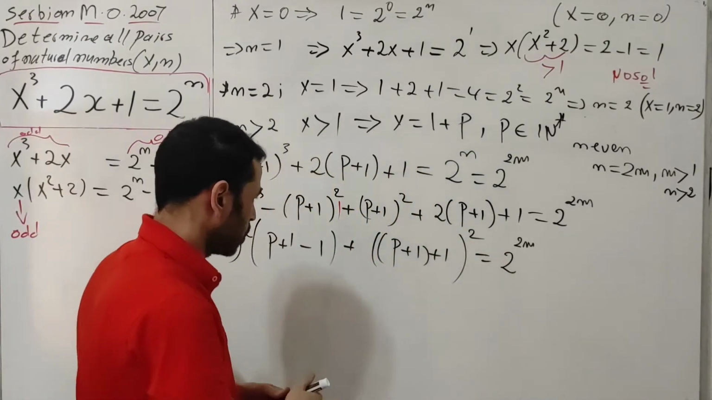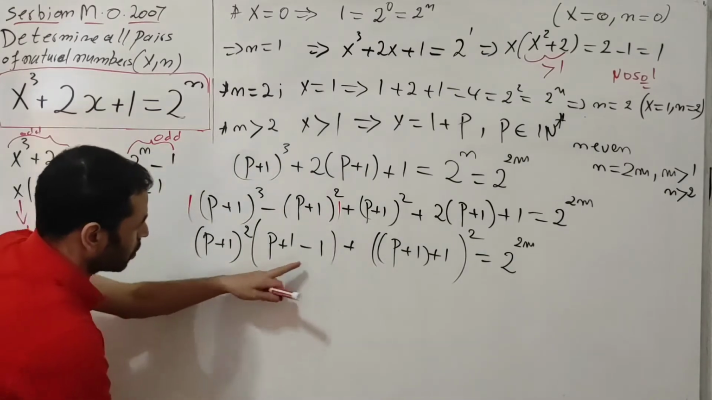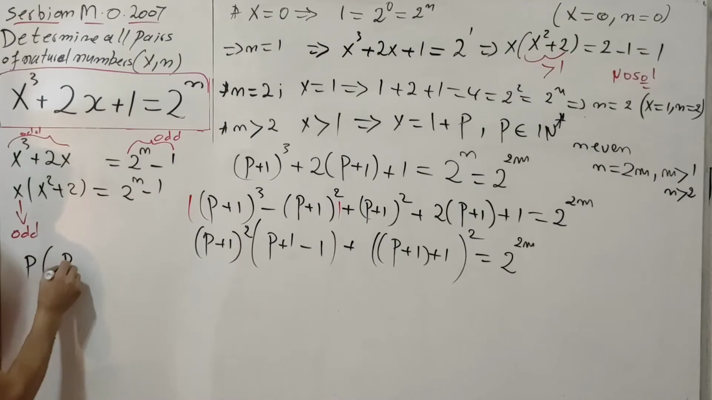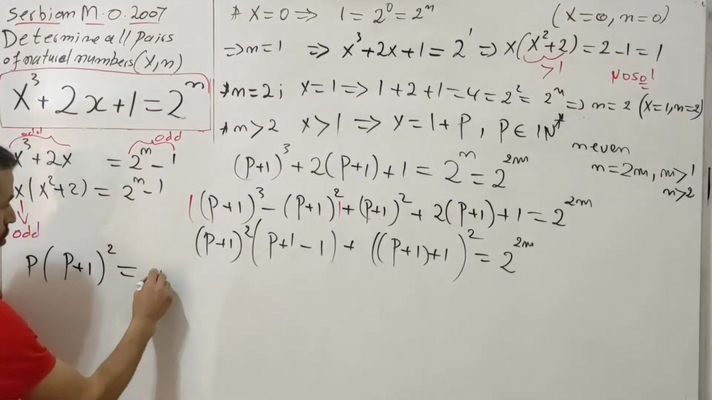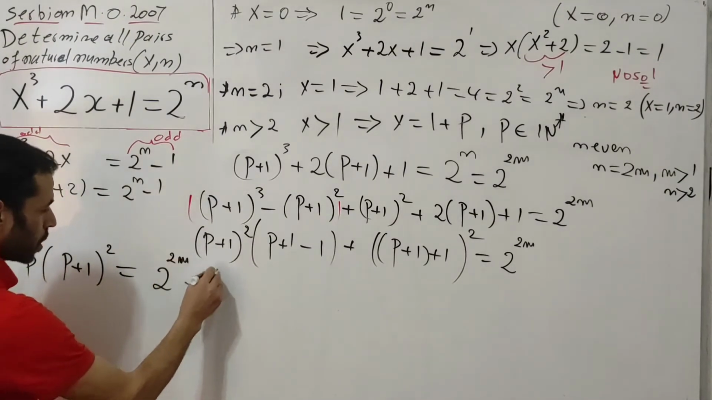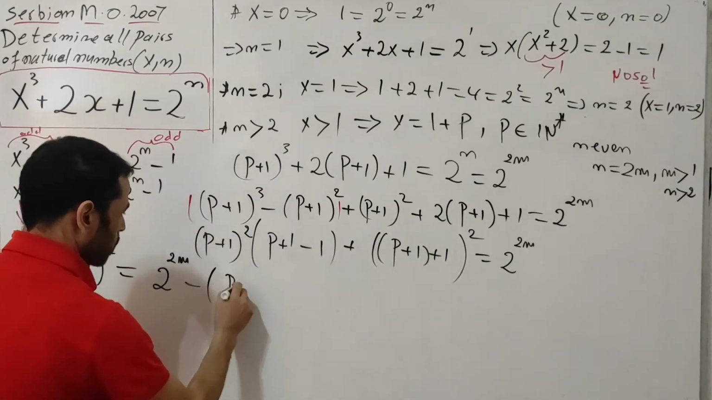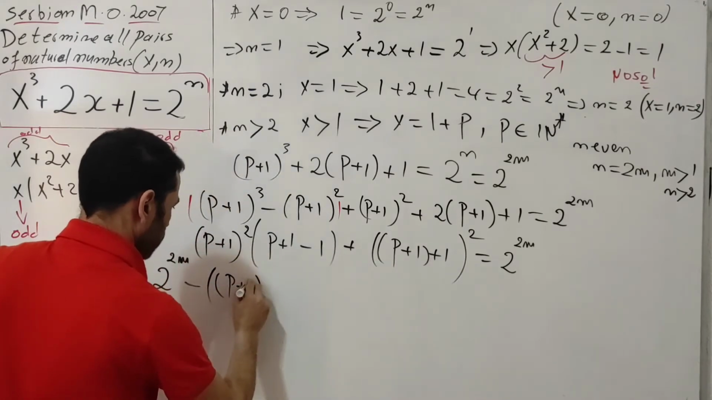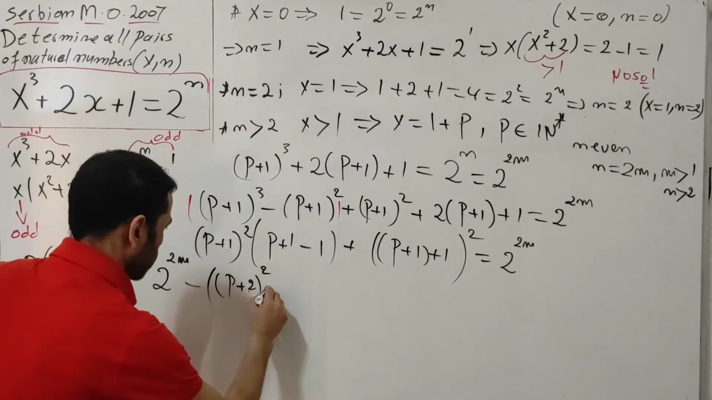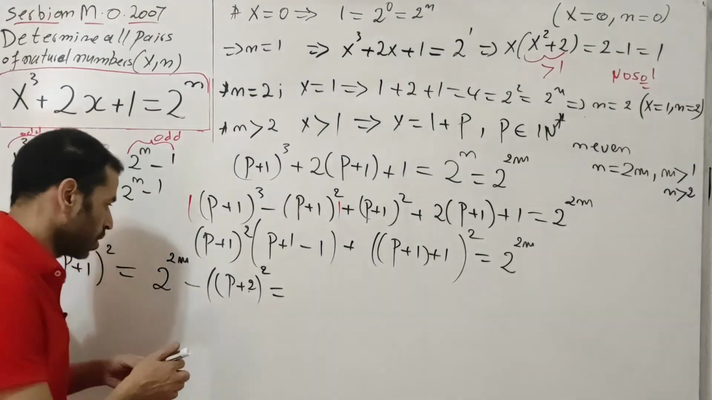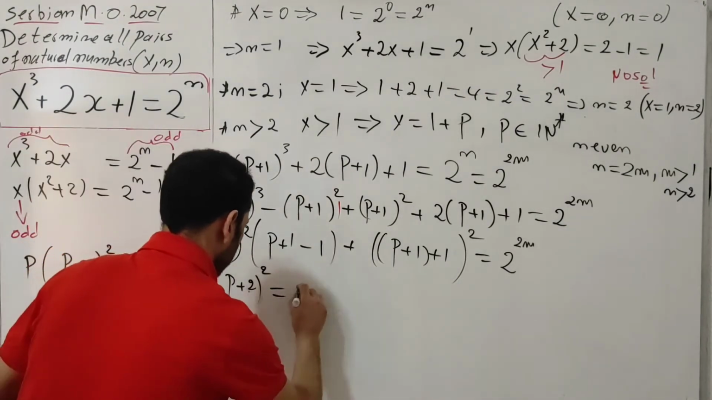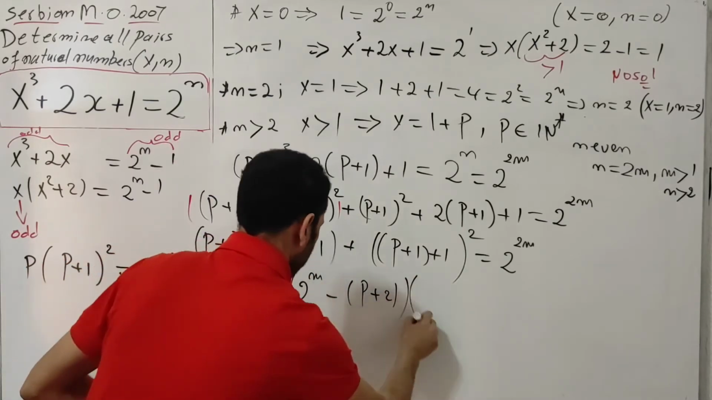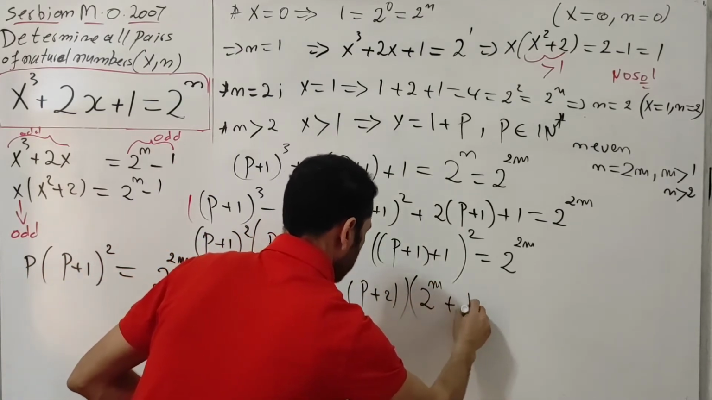Then I'm going to take this term and move it over to the right hand side of the equation. By simplifying, 1 minus 1 gives us 0. This becomes p multiplied by (p+1) quantity squared equals 2 to the m minus this term, which is (p+1) plus 1 plus 1, which is plus 2, quantity squared. This is a factorable polynomial, so I'm going to factor this out. I will have (2 to the m minus p plus 2) times (2 to the m plus p plus 2).